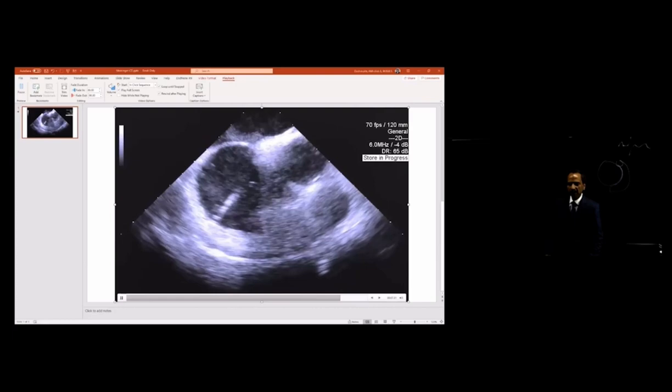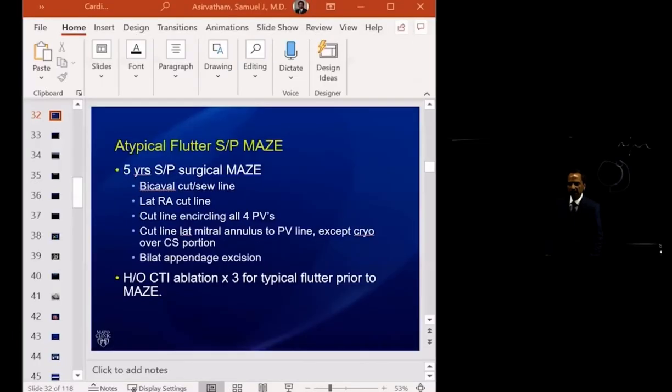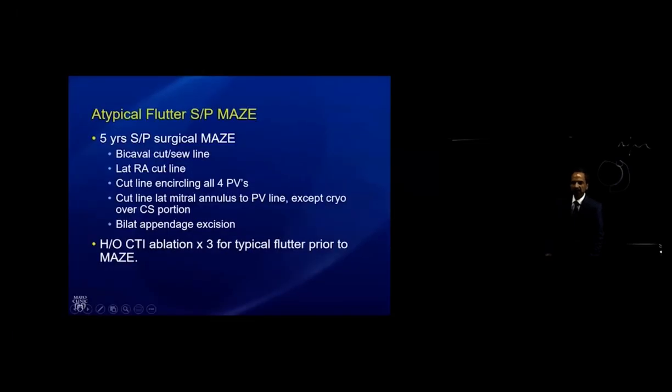So kind of a typical scenario. The key thing about post-maze flutters is there are so many kinds of mazes. So you have to understand which maze it is. The best way I think about it is there's the cut and sew maze, and then there's everything else. Everything else is more like scar-related flutters. How do you tackle that?